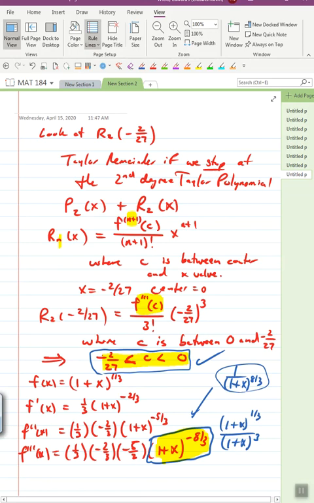So I'm going to leave that part for you to do. I'll just say that on this interval, that's a Calc 1 problem. You should be able to tell me where this has its maximum, or in other words, can you tell me some upper bound for 1 plus x to the negative 8/3 on the interval negative 2/27 to 0?